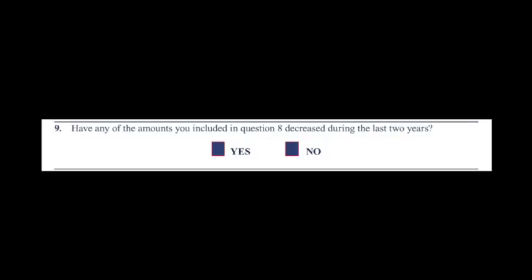Question 9 asks if any of the amounts included in Question 8 decreased during the last 2 years. So, if any of their income sources have decreased, you would put an X in the yes box. If they just receive Social Security, you would check no, because it has not decreased.